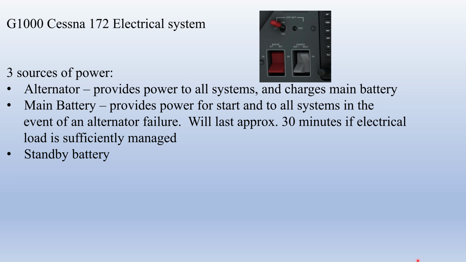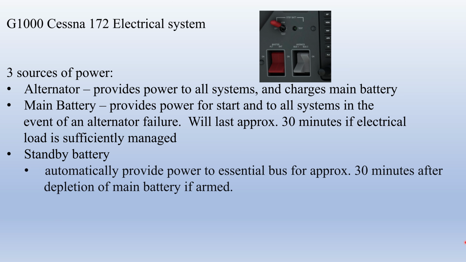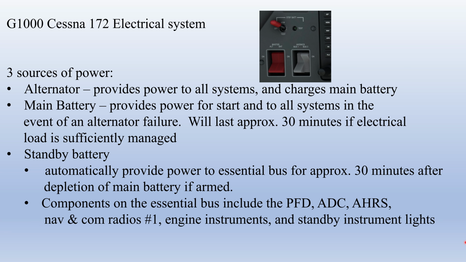And then finally, we have the standby battery. This is the battery that we have the little red switch for up here. We test it and then turn it to arm when we start the engine. If it is in the arm position, it will automatically provide power to the essential bus for approximately 30 minutes after the depletion of the main battery. And the components that are on the essential bus include the primary flight display, the air data computer, the AHRS, the nav and comm radios number 1, the engine instruments, and the standby instrument lights.